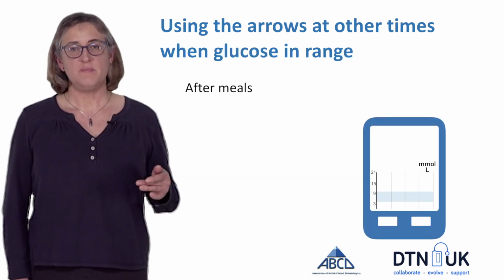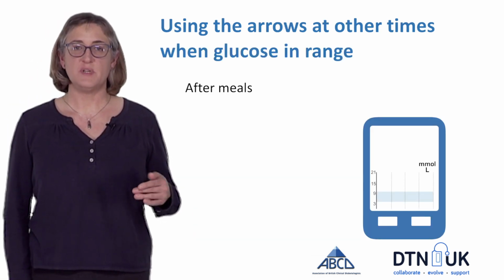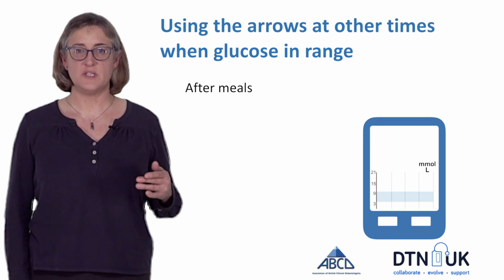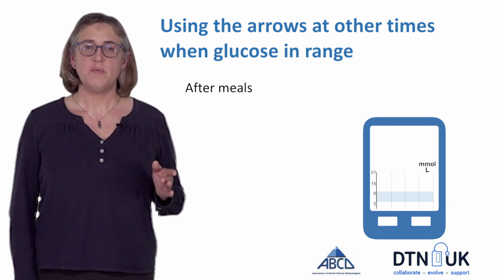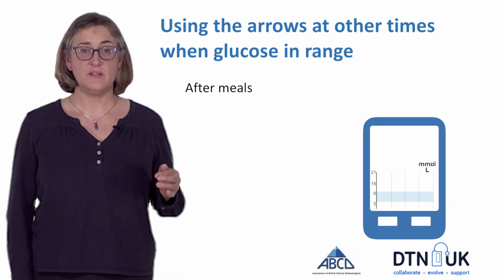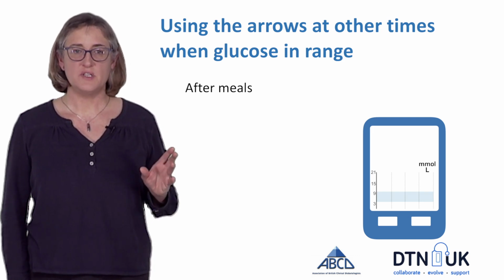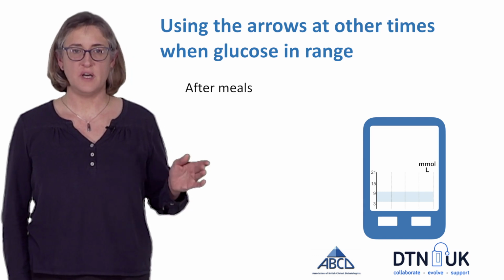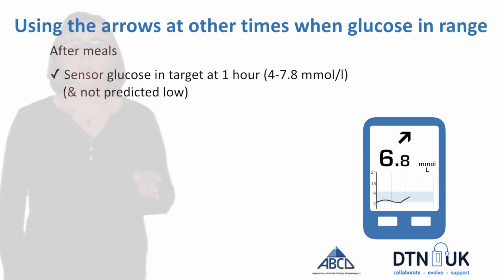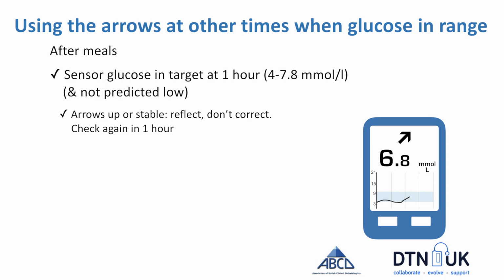So there may also be times when your glucose is in range, but it's still useful to know which direction your glucose is going in using the arrows. And probably the most useful time for this in pregnancy is after meals. Again, because of the high mealtime insulin doses, putting you more at risk of low glucose a couple of hours after meals. So if your sensor glucose is in target at an hour post-meal and you're not predicted to go low, if you've got arrows which are up or stable, think about what you've done to achieve this glucose in range, which is great, and then check again in an hour.